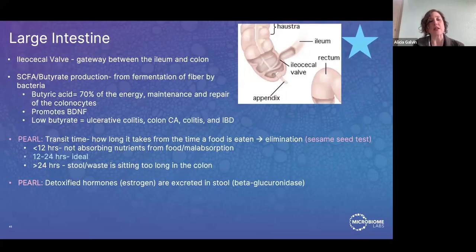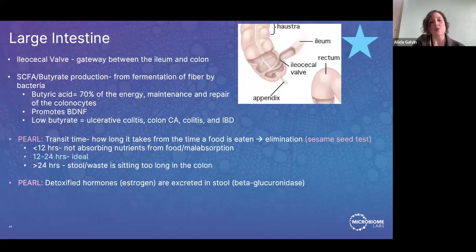They time when they eat it, and if they see that it's coming out in less than 12 hours, then they probably have really fast transit and they're not absorbing their nutrients very well. The ideal transit time would be about 12 to 24 hours. That's why I say every morning have a bowel movement, or maybe twice in a day, like a morning and an evening bowel movement. That's really what we're looking for.